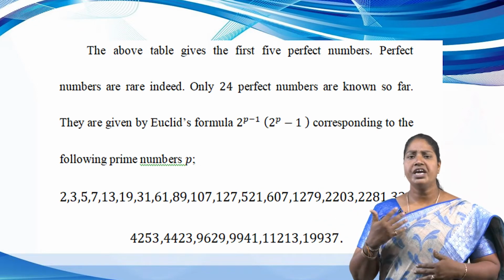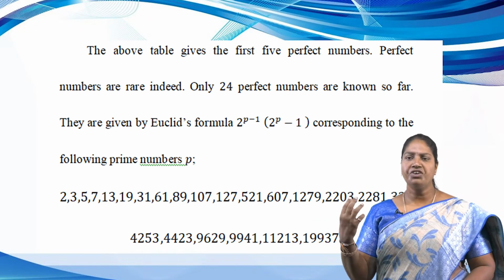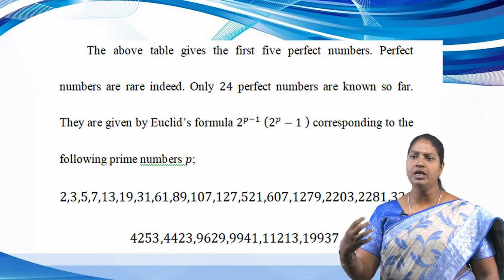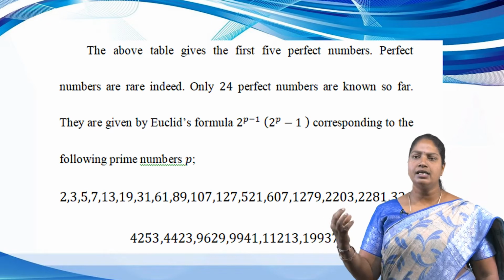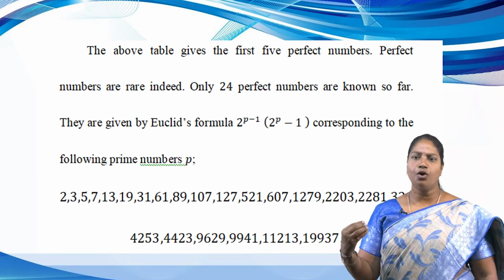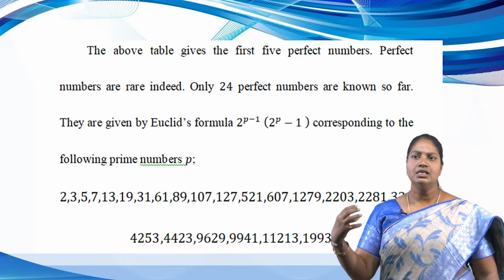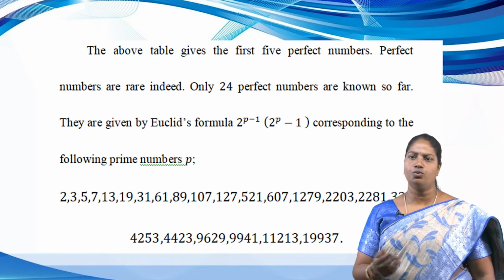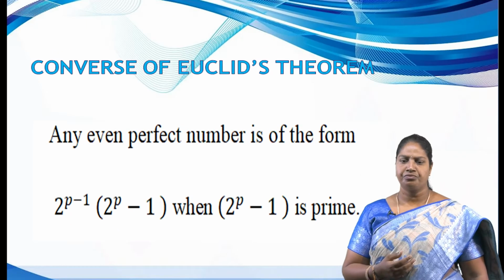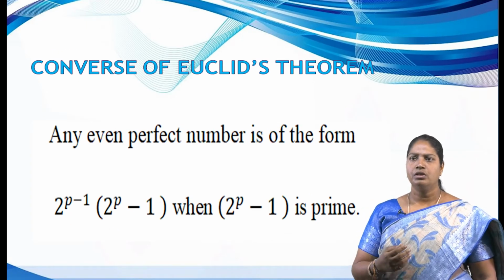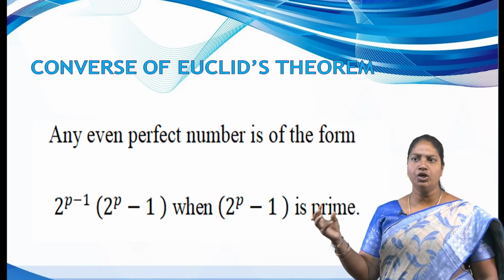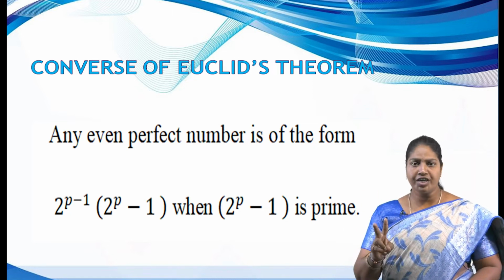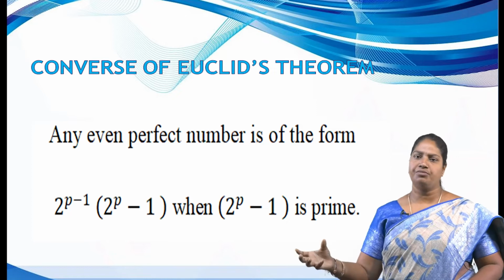Now, how can we find the perfect numbers? We can use Euclid's formula, that is 2 power p minus 1 into 2 power p minus 1. And some authors found that the following prime numbers give you the 24 perfect numbers, that is 2, 3, 5, 7 and so on. Next. Perfect numbers given by Euclid's formula are clearly even numbers, because each is the product of a power of 2 into something.